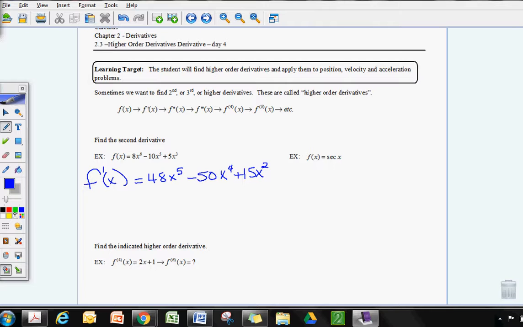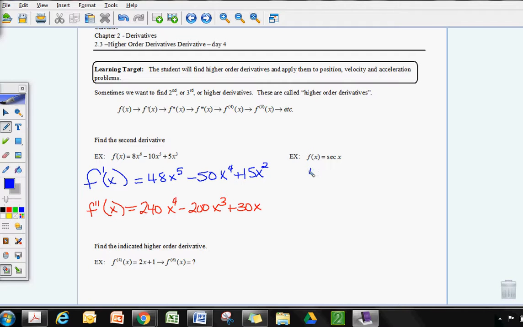First derivative. So now, if I take the derivative of that, power it down one more, it's second derivative. So 48 times the 5 coming down is 240 x to the 4th, subtract 200 x to the 3rd, plus 30 x to the first power. That's the second derivative. Okay, so now with the trig, so this is reviewing a little bit from yesterday.